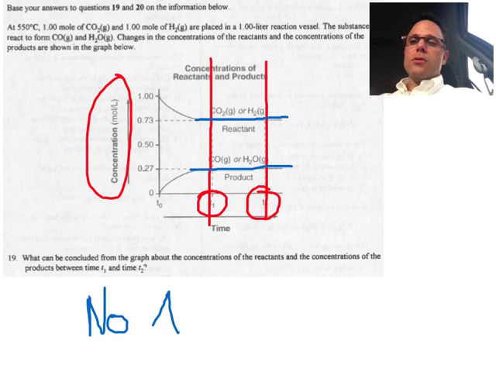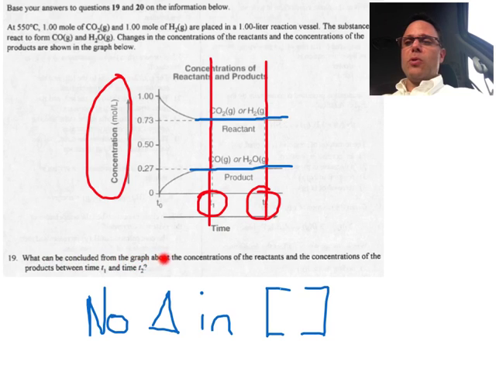No change in concentration. Those brackets imply concentration. So let's make sure that I answered the question. What can be concluded from the graph about the concentrations of the reactants and the concentrations of the products between times T1 and T2? Are they changing? There's no change.